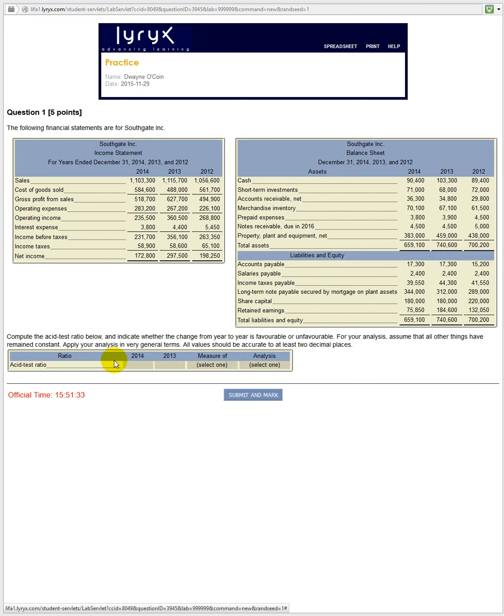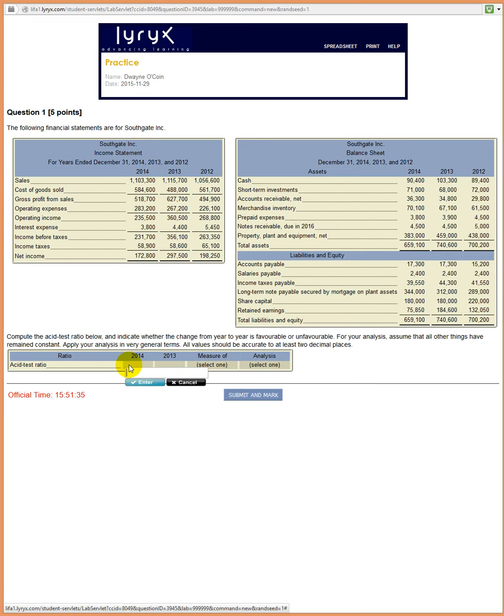The acid test ratio just takes the ratio of the current assets, which are quick assets: cash, short-term investments, accounts receivable in this case, not inventory because it's two steps away from collection, and prepaid expenses, you can't actually usually collect those in cash. So it's a measure of how quickly we can actually pay off the accounts payable, the current liabilities, if we have to do it right now.